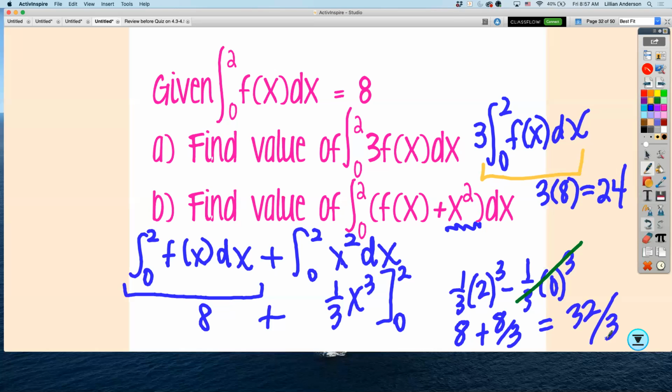It's common for IB to do something like this because students tend to forget that you actually have to integrate that back half and then add it.